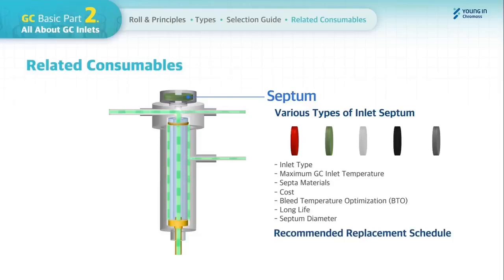It is recommended to replace a GC inlet septa every 100 to 200 injections to ensure accurate and precise results, prevent sample contamination, and maintain the integrity of the GC column.